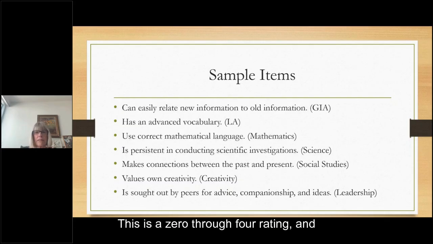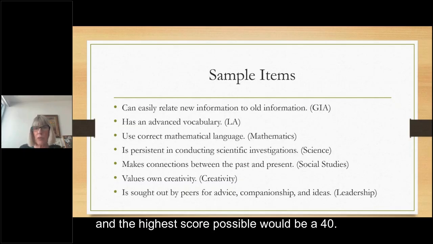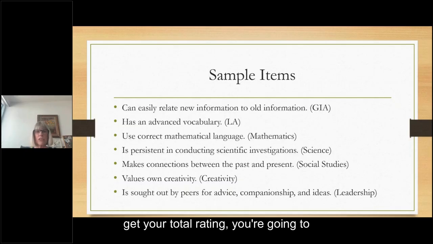Because this is a 0 through 4 rating and there are 10 items per scale, the lowest score possible on each scale would be a 0 and the highest score possible would be a 40. When you get your total rating, you're going to compare that to the norms and you'll get a standard score and a percentile rank. We'll talk more about that as we go through the presentation.